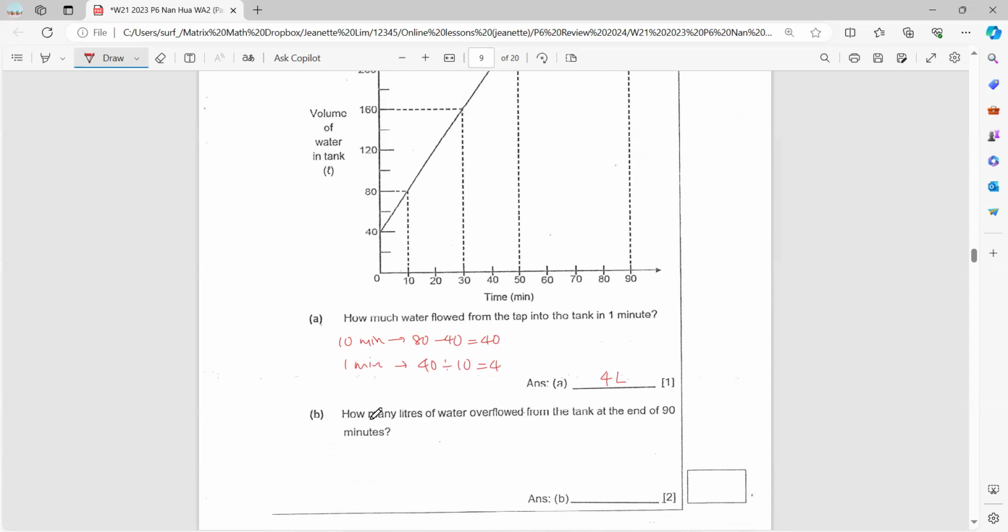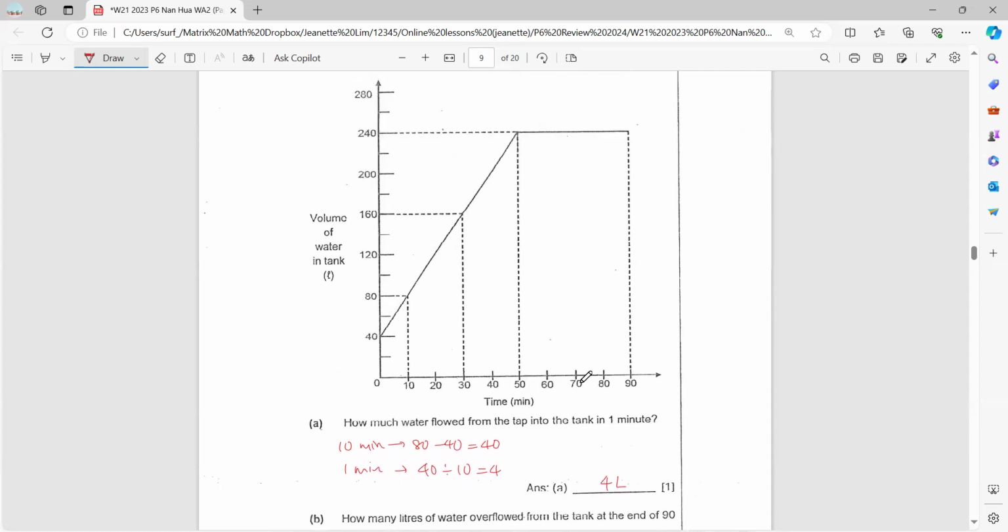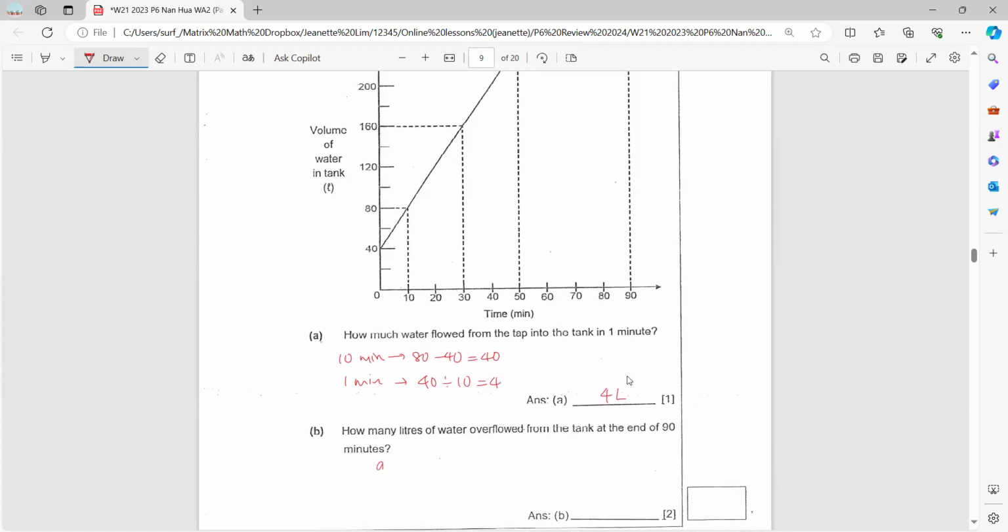B, how many liters of water overflowed from the tank at the end of 90 minutes? At which point did it start filling up fully? At the point where the time is 50 minutes, right? So from 50 all the way to 90, that is 40 minutes. If the tap was turned on for 40 minutes, how much water overflowed? We take 40 minutes times 4 liters. So 160 liters is the amount that overflowed from the tank.